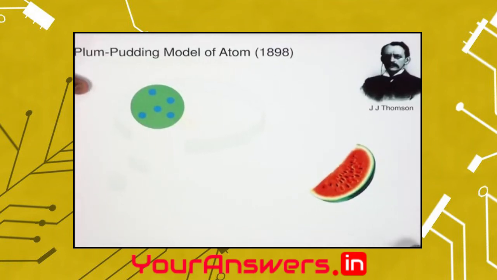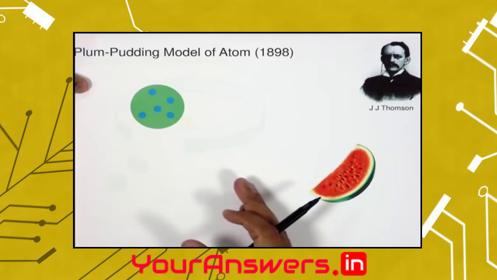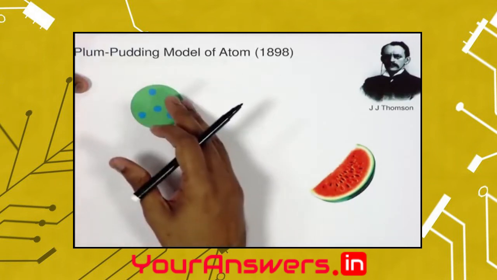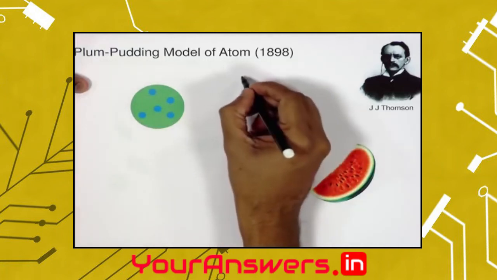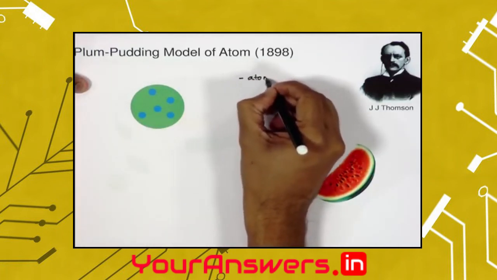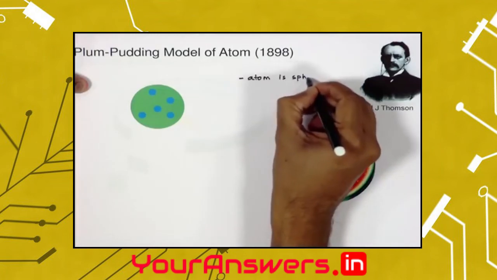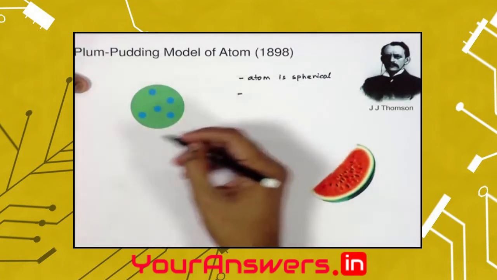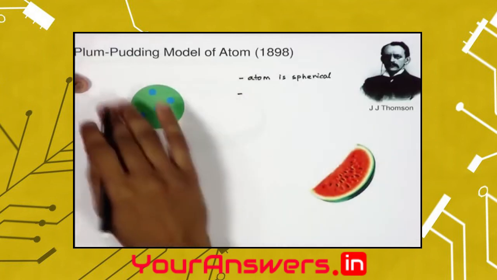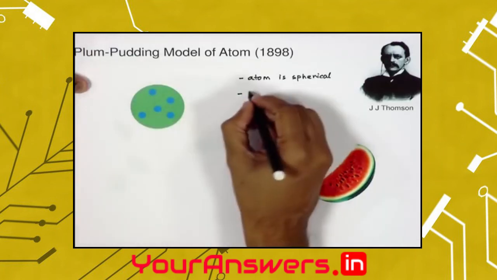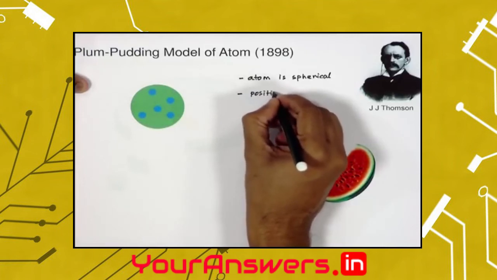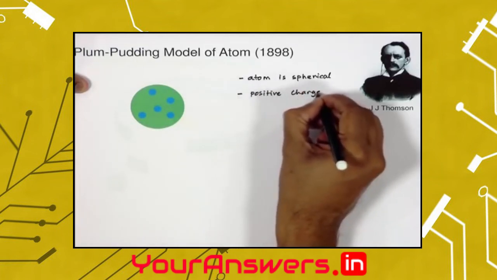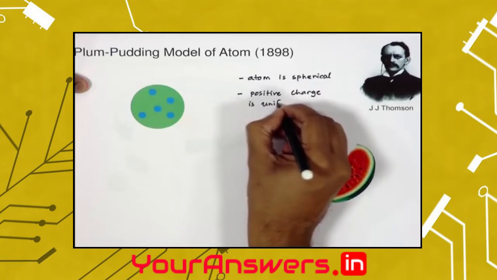He said that atoms undoubtedly have electrons, which are negatively charged particles. So, to counter these negatively charged particles, there must be a positive charge in the atom. So, he imagined that the atom is spherical. He said that the positive charge must be distributed uniformly over the atom. So, the positive charge is uniformly distributed.